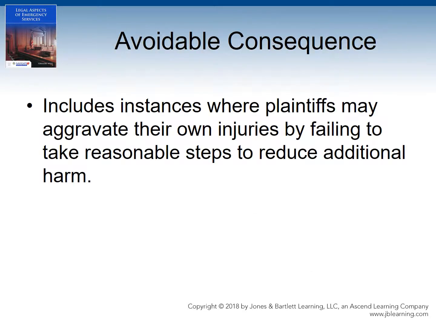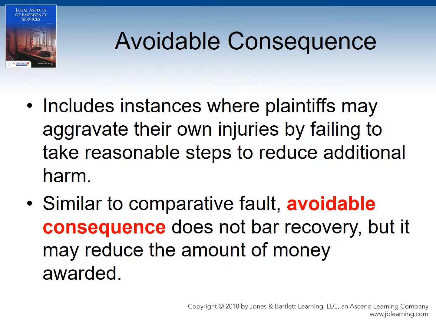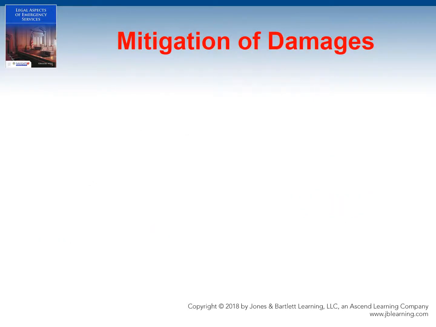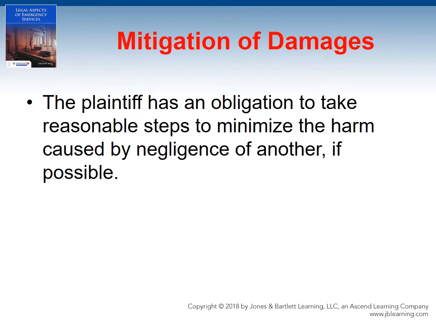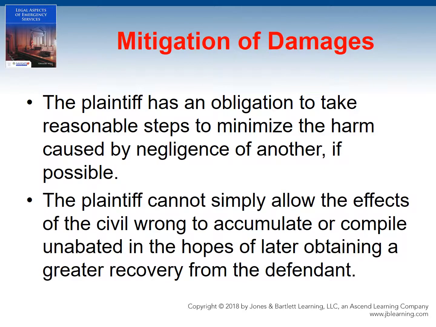There are also times where a plaintiff may have aggravated his or her own injuries by failing to take reasonable steps to reduce additional harm. In such a case, the plaintiff's failure to take reasonable steps to reduce additional harm may indeed reduce the plaintiff's recovery against the defendant. A somewhat related defense to avoidable consequence is the mitigation of damages. Essentially, once an injury occurs, the plaintiff has an obligation to take reasonable steps to minimize the harm he or she suffered at the hands of the negligent tortfeasor. The plaintiff cannot simply allow the effects of the civil wrong to accumulate or compile unabated in the hopes of obtaining a greater damages award against the defendant.